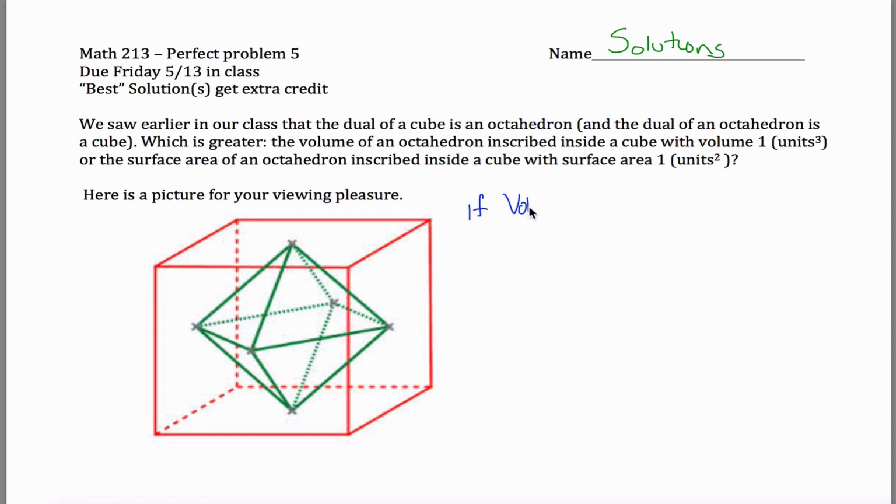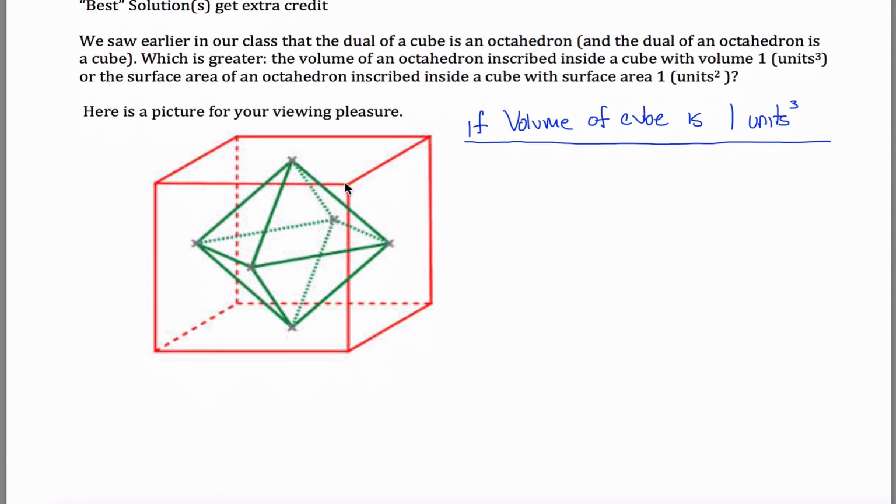If the volume of the cube is 1, and I guess technically we're talking about 1 unit cubed, let's do some calculation. The formula for the volume of a cube is length times width times height. Since the length, the width, and the height are all the same because it's a cube, and I multiply the same number by itself 3 times and get 1, those numbers must be 1. What I'm saying is each side of the cube is 1, maybe just unit now. So I got 1 here, 1 here, 1 here.